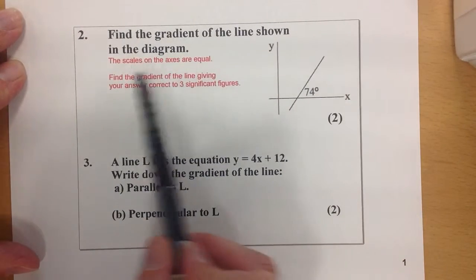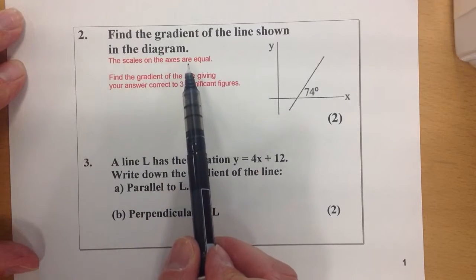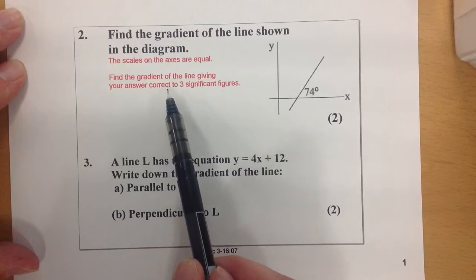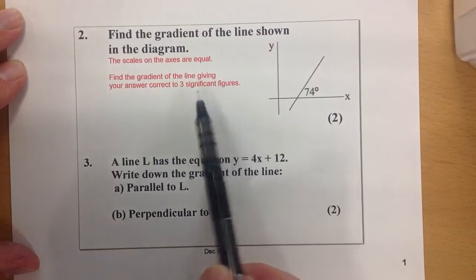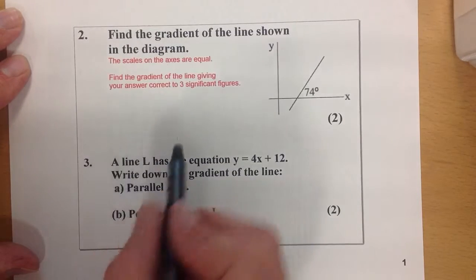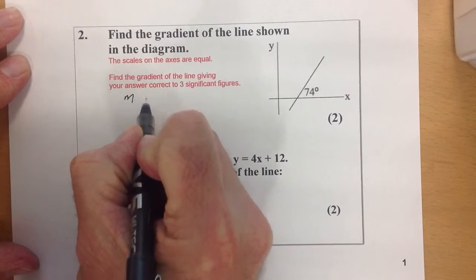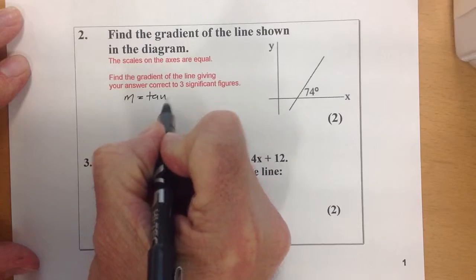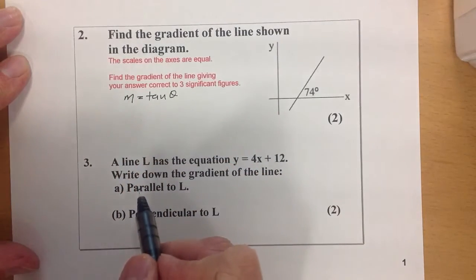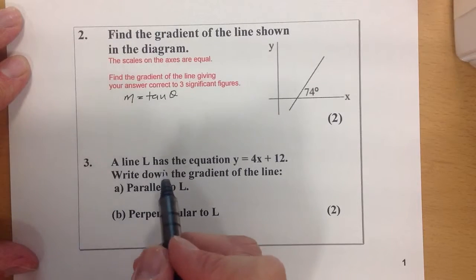A couple of notes that are given. The scales on the axes are equal. Okay, and find the gradient of the line, giving your answer correct to 3 significant figures. So don't forget that part there either. So what I'm going to use here is just one of the formulas that I've learned. And what it is, the gradient is equal to tan theta, or tan x if that's what you use.